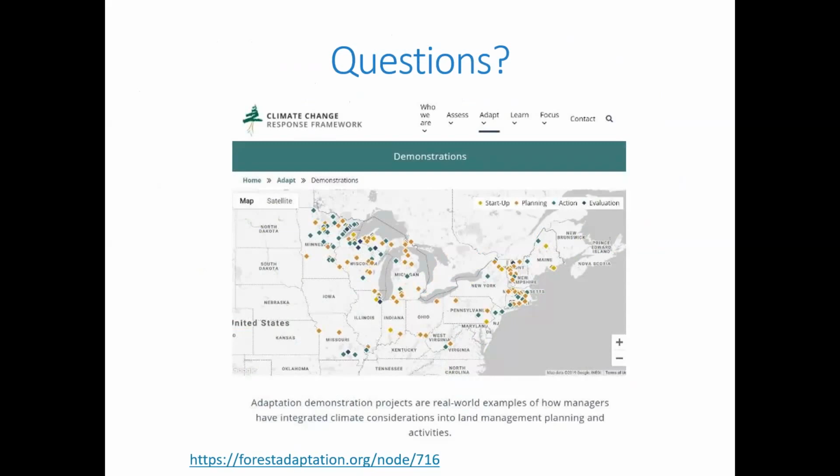So with that, I'm sure there will be time for questions built into the module. Otherwise, please visit us at forestadaptation.org, contact us, and we'll be happy to answer any questions or point you to a training page which would provide opportunities for different types of trainings.